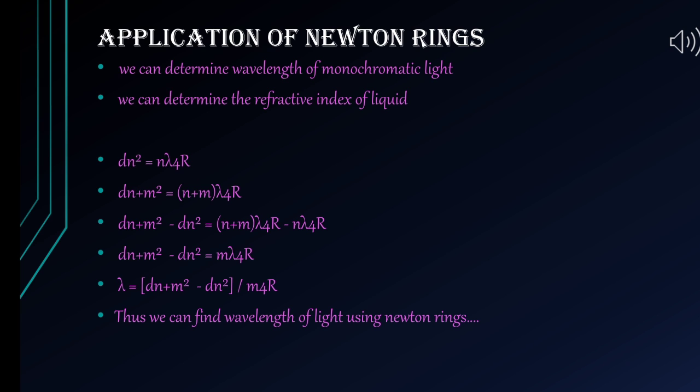I subtracted the first equation from the second equation. So d square n plus m minus d square n is equal to n plus m into lambda into 4r minus n lambda 4r. Here n lambda 4r and minus n lambda 4r get cancelled, and d square n plus m minus d square n is equal to m lambda 4r. So lambda is equal to d square n plus m minus d square n divided by m 4r. Thus we can find the wavelength of light using Newton's rings. This is amazing.